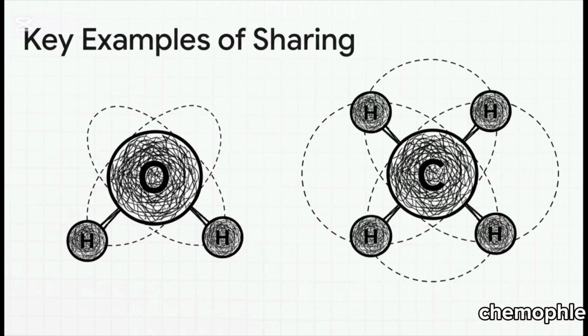Take water, H2O. That's one oxygen atom sharing electrons with two hydrogen atoms. Or methane, CH4, the main part of natural gas. That's one carbon sharing with four hydrogens. This molecular teamwork is literally the foundation of our world.